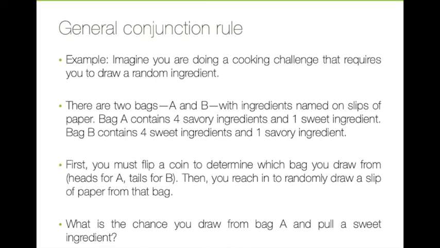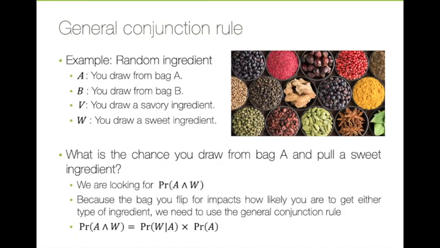To determine this, we can use our general conjunction rule. So the relevant possibilities to this example can be given with the following sentences. We'll have A as you draw from bag A and B as you draw from bag B. That's the part that depends on the coin flip. And then once you reach into one of the bags, either V is true, you draw a savory ingredient, or W is true, you draw a sweet ingredient.